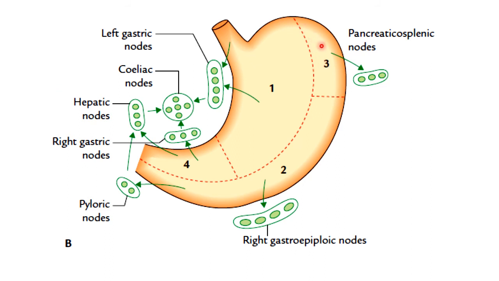The lymphatic drainage of area 3. Area 3 is also called the pancreatico-splenic area. The lymph from this area drains into the pancreatico-splenic nodes along the splenic artery.